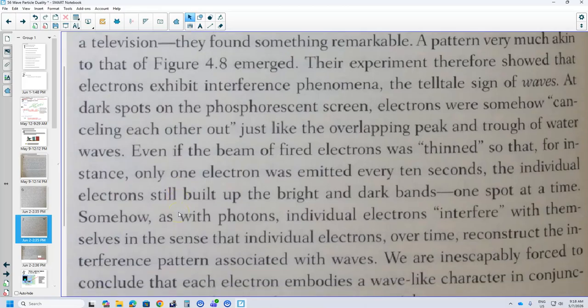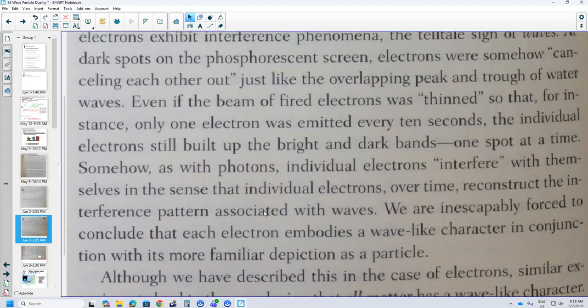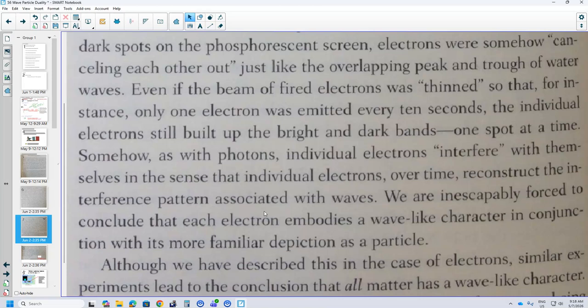At dark spots on the phosphorescent screen, electrons were somehow canceling each other out, just like the overlapping peaks and troughs of water waves. Even if the beam of fired electrons was thinned so that, for instance, only one electron was emitted every 10 seconds or 10 hours, the individual electrons still built up in bright and dark bands, one spot at a time.